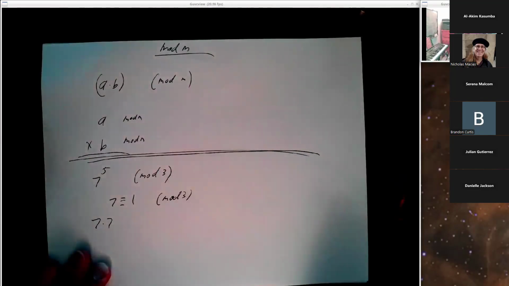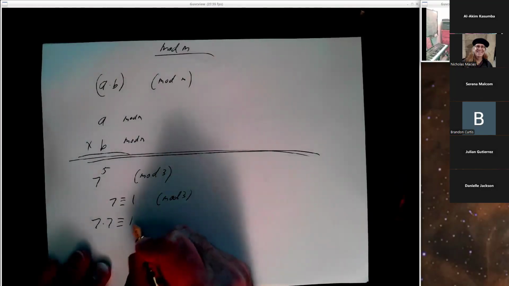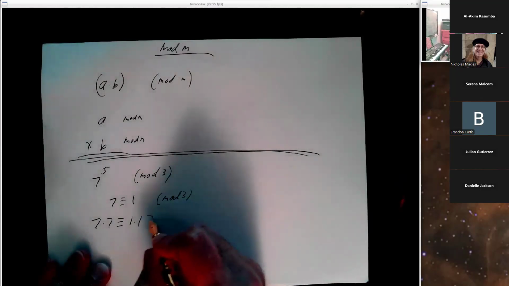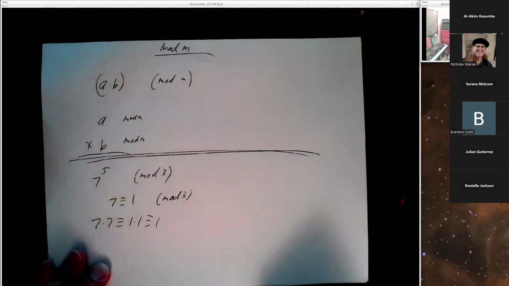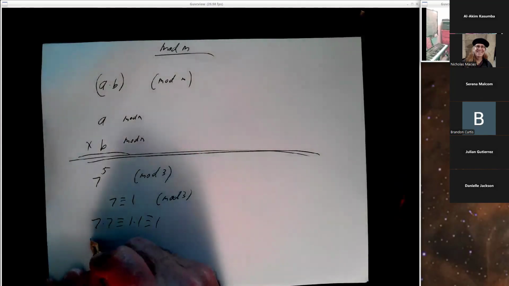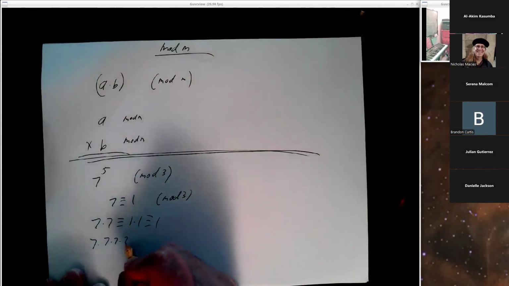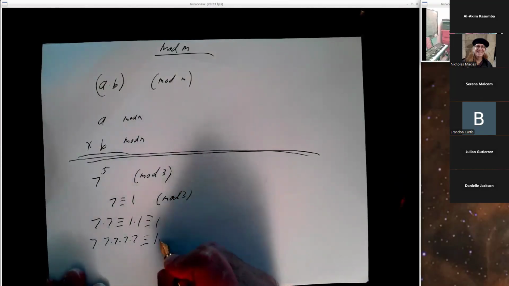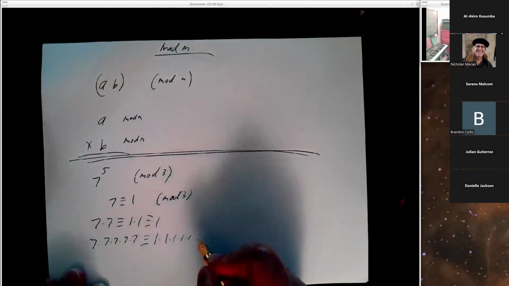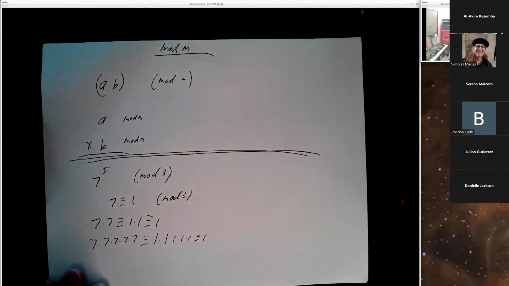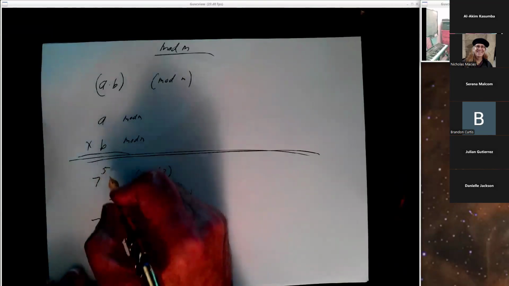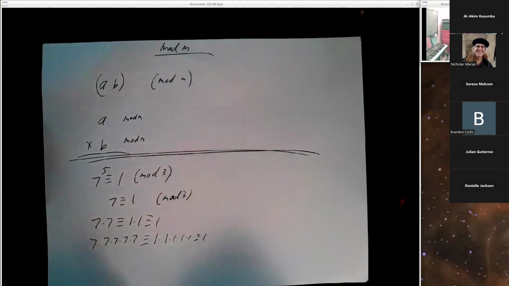So if I want to find 7 times 7, that's congruent to 1 times 1. And 1 times 1 is just 1 modulo anything. And 7 times 7 times 7 times 7 times 7 will be 1 times 1 times 1 times 1 times 1, which is just 1. So without doing a whole lot of work other than dividing 7 by 3, I know that this is congruent to 1 modulo 3.